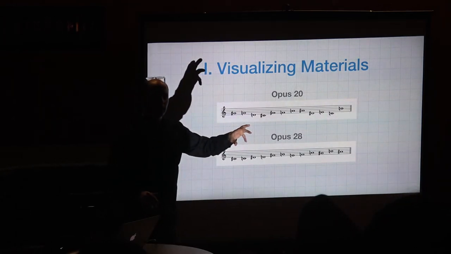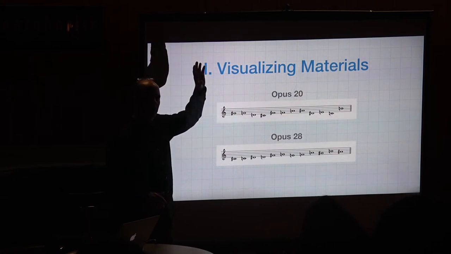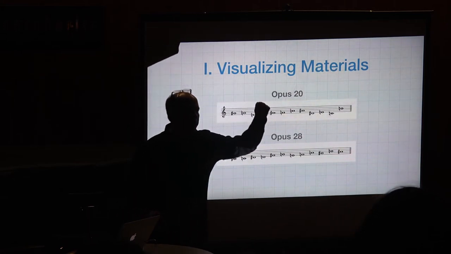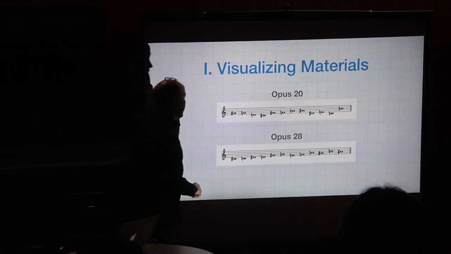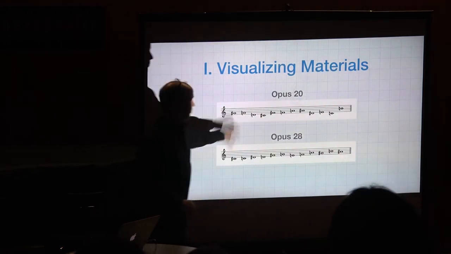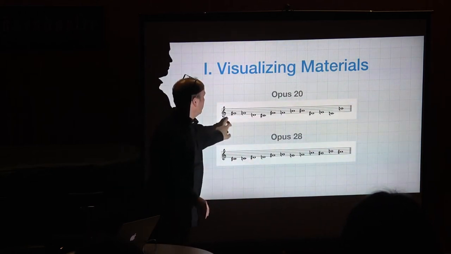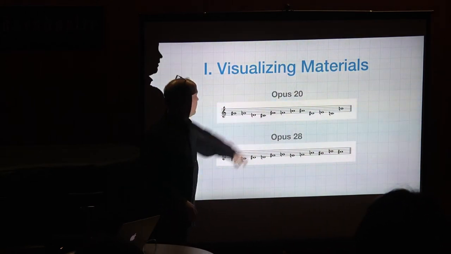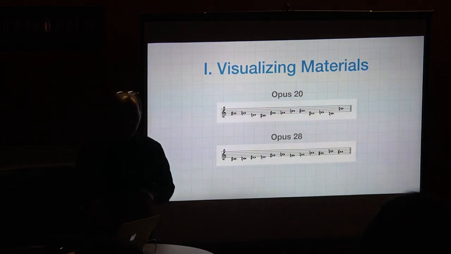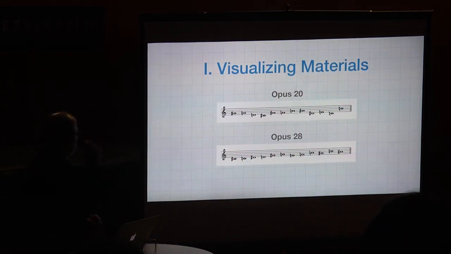tone rows. Do I need to introduce to anyone what a tone row is, or is everyone pretty solid with that? Okay, so here are the 12 pitches presented in a certain order that Webern chose. And this is the main tone row for Opus 20. This is the main tone row for that movement of Opus 28.